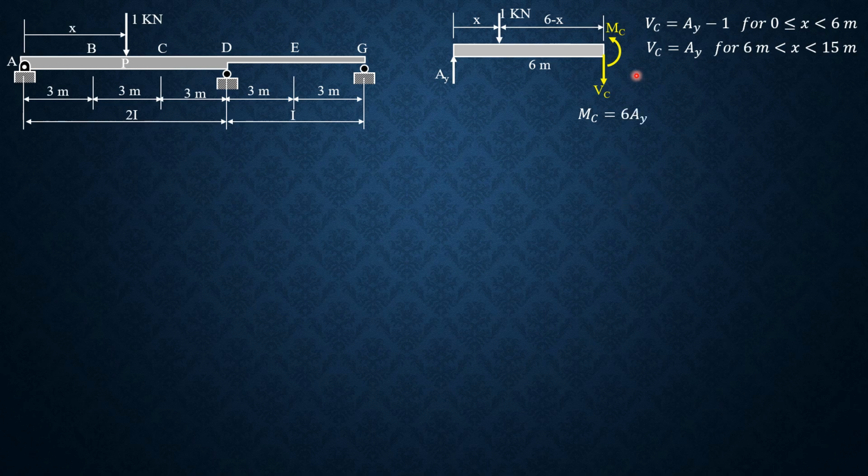So for M sub C, summation of moment about C equals 0: M sub C plus 1 times 6 minus x equals Ay times 6. Therefore, M sub C is 6 times Ay minus 1 times 6 minus x, for 0 less than or equal to x less than or equal to 6.